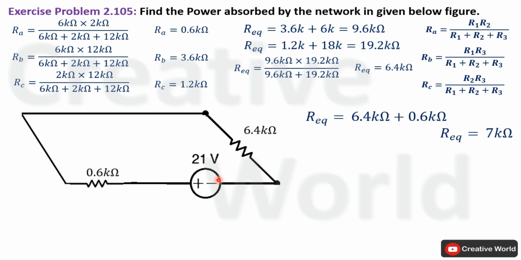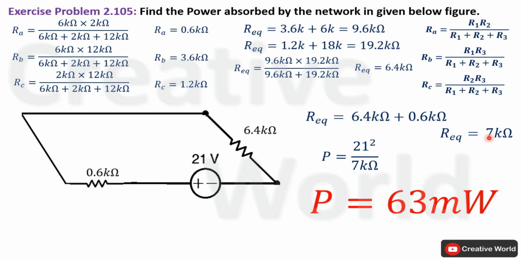The value of voltage connected across the network is 21 volt, so we can use the power equation to calculate the total absorbed power by the network. In this case, we will use the power equation P is equal to V square divided by R. So the value of V is 21. Take its square divided by the total resistance, that is 7 kilo ohm. So the value of power will be 63 milliwatt. 63 milliwatt power is being absorbed by this complete network.